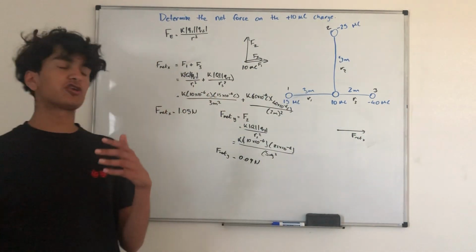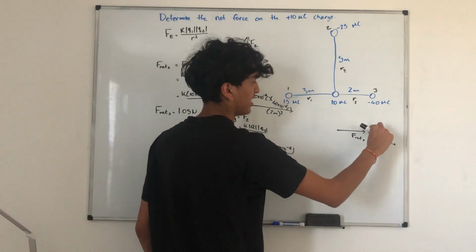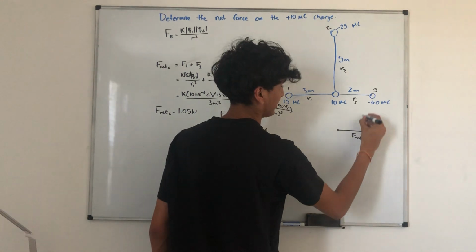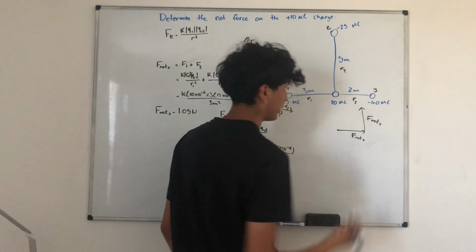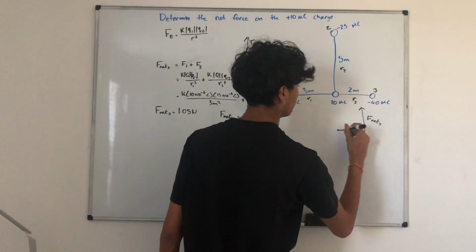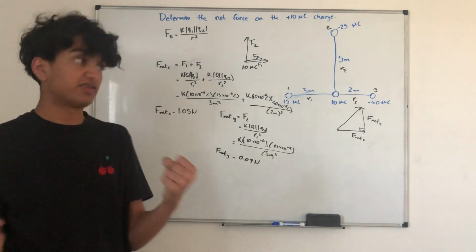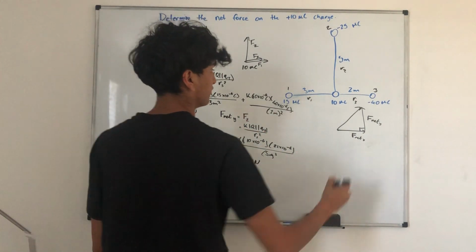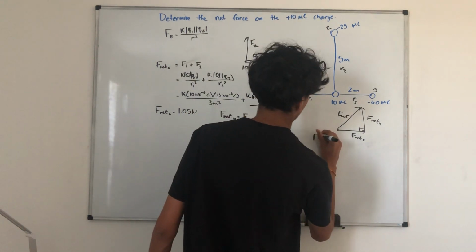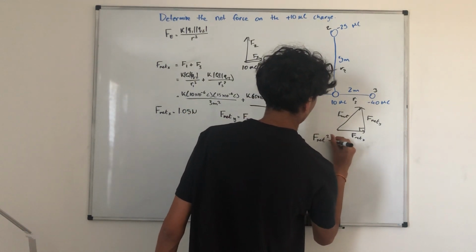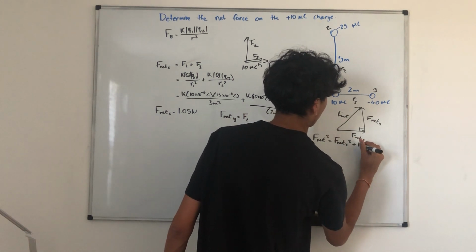And if you remember how to add vectors, we do tip to tail. So I take the y and I put the tail on the tip of x. So I draw it kind of like up. And when I do that, I get a right triangle, and I can draw a hypotenuse. This hypotenuse is the total F net. So if I want to find the size of that F net, I have to use the Pythagorean theorem. F net squared is equal to F net x squared plus F net y squared.